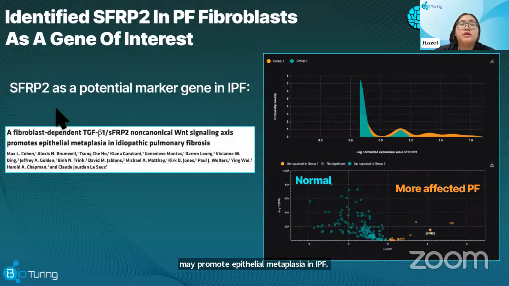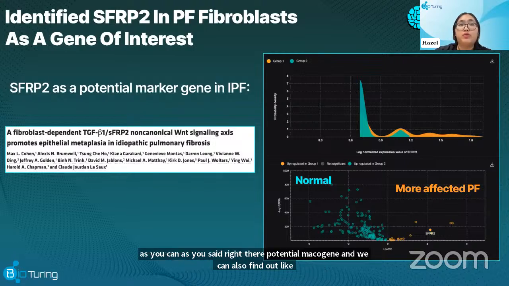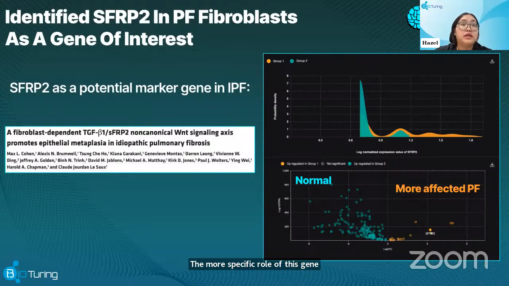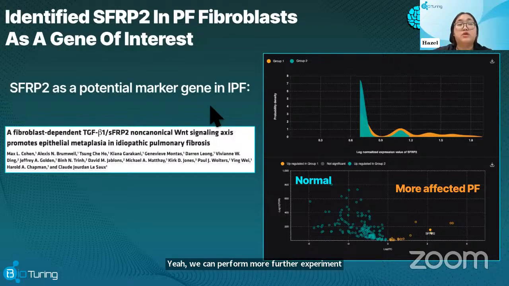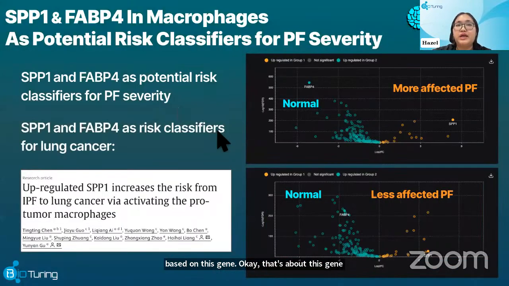Yes, it could be used as a potential marker gene, as you state right there. We can also find out the more specific role of this gene, like how it is upregulated and why it is upregulated in the disease. Yeah, we can perform further experiments based on this gene. Okay, that's about this gene. Coming up next, I believe Julia has a very familiar gene that she wants to show us.